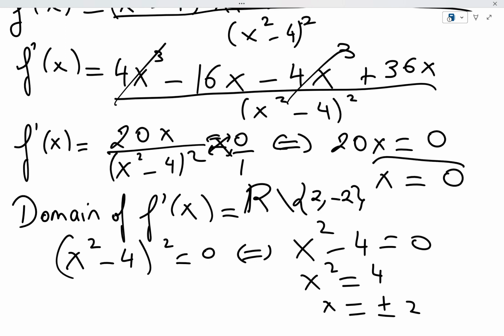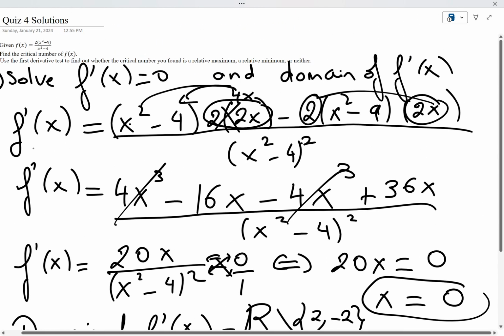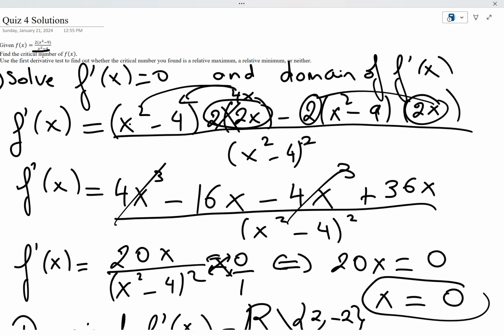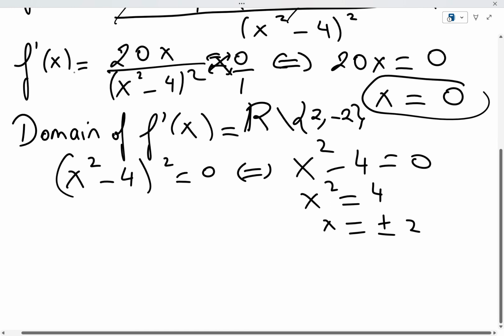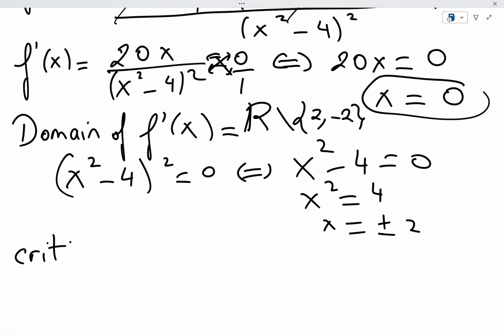In addition, we see that 2 and negative 2 are not part of the domain of f, because again, this is a rational function, and similarly here, f will have 0 in the denominator when x is both plus 2 and minus 2. So they are not critical numbers, but they are points of interest. There's a break in the graph here because the function is not continuous. So technically, the only critical number we have is 0.